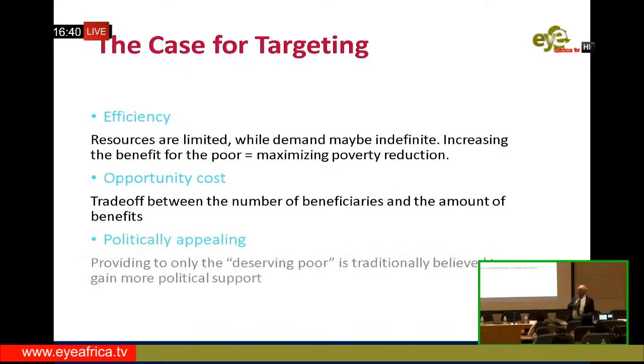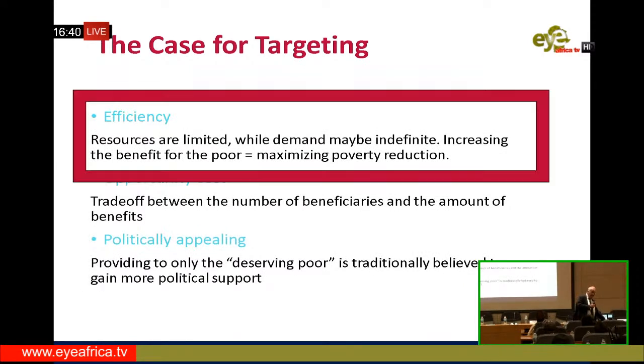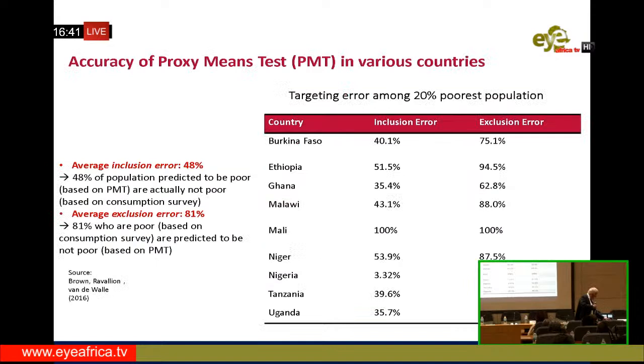And remember, this was the case for targeting. Remember, this was the most important thing, being efficient, not wasting money, allocating the money to people who need it, and not allocating money or wasting it on others.